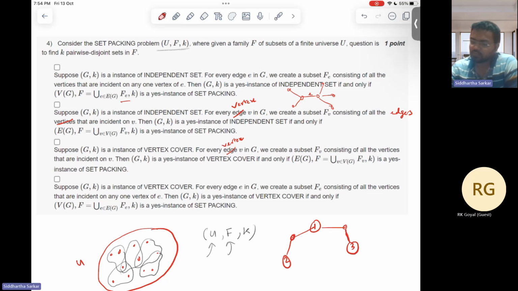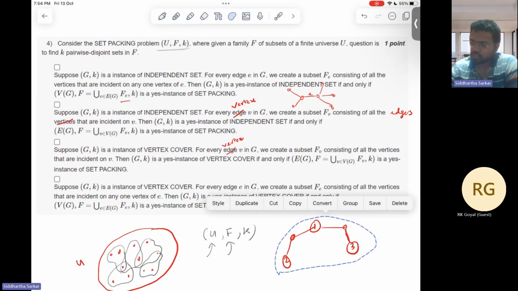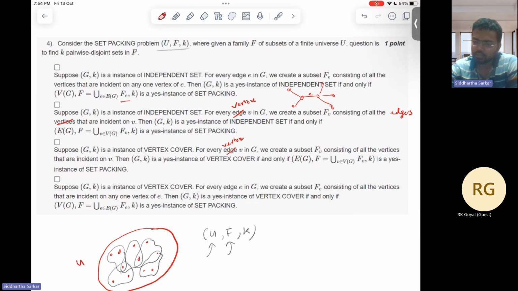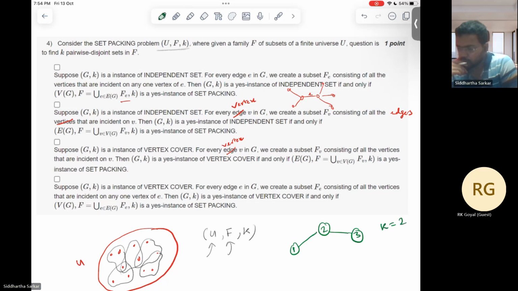So let us say this is the graph. Let's take an even smaller graph, that is even better. We'll just obtain a counterexample. So let's take a small graph, let us say 1, 2, 3. This is the graph. So for an independent set, let's say k equals 2. An independent set is 1 comma 3 because 1 and 3 are not connected by an edge. So there exists an independent set of size 2.